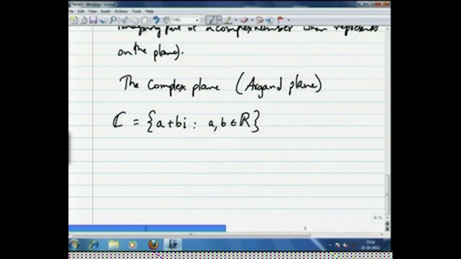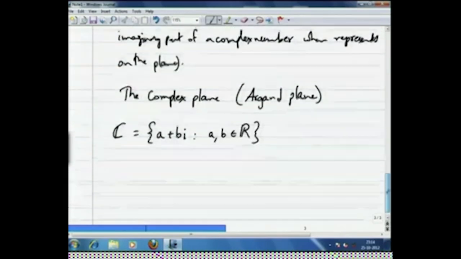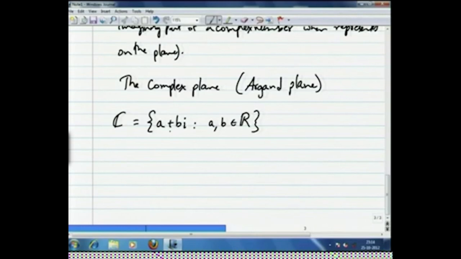And there is no repetition in writing a plus b I, a comma b belongs to R, because a plus b I is equal to c plus d I if and only if a equals c and b equals d. So, that is the set of all complex numbers.